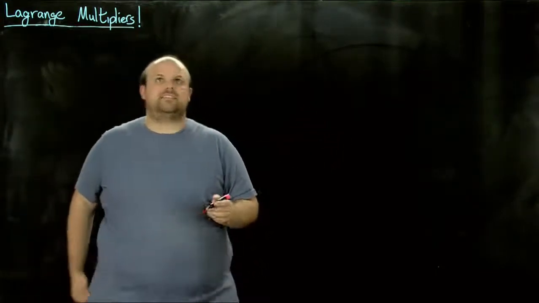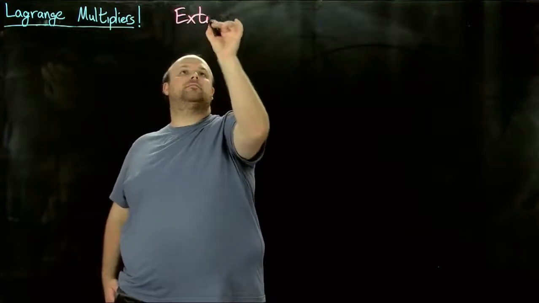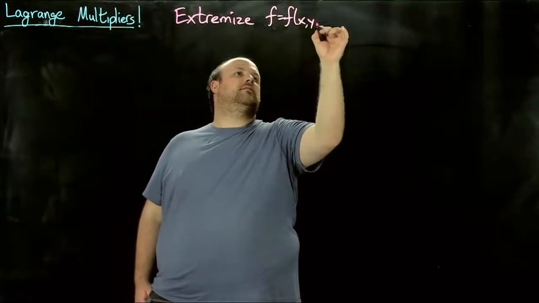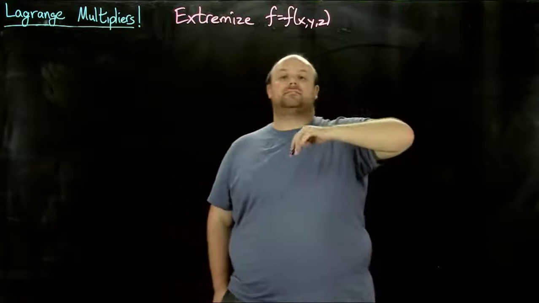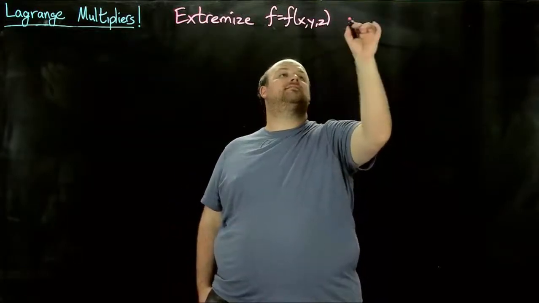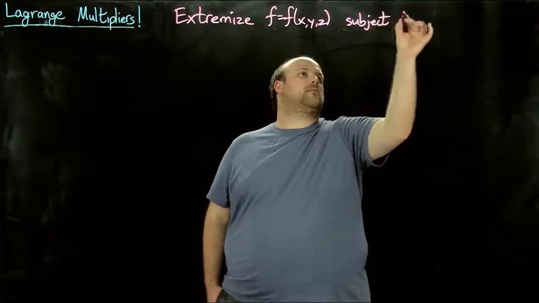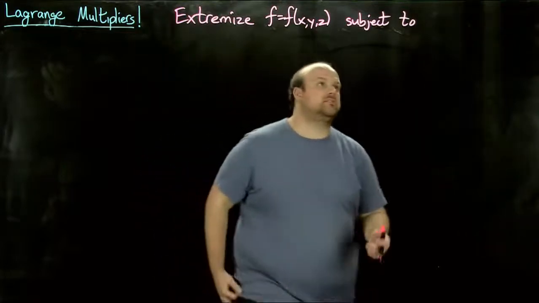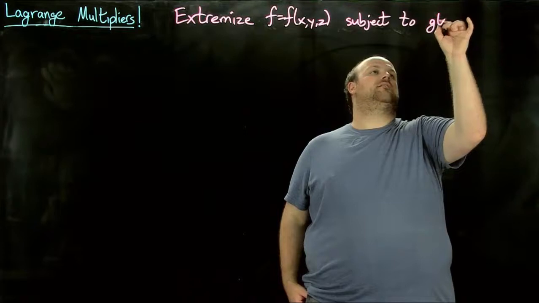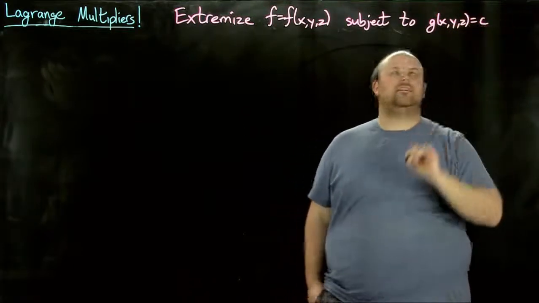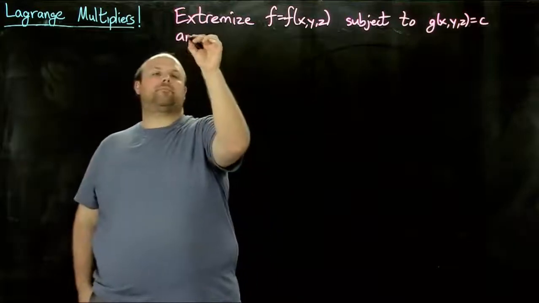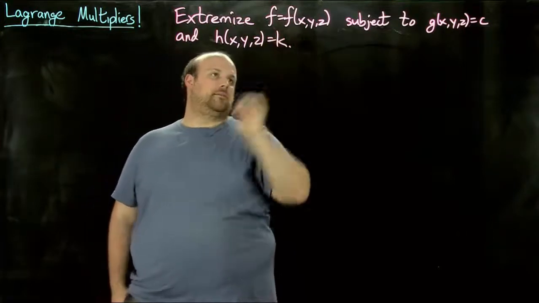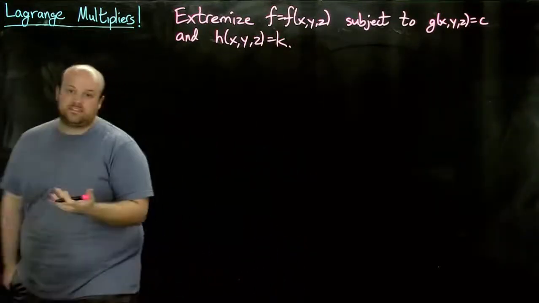And what we're going to do in this case is we're again trying to extremize f, which is f of x, y, z, subject to some constraints. Right? So extremize this subject to. This time, though, we want not 1 constraint, but 2. So subject to g of x, y, z equals c and h of x, y, z equals k. Okay? So c and k, of course, are constants here.